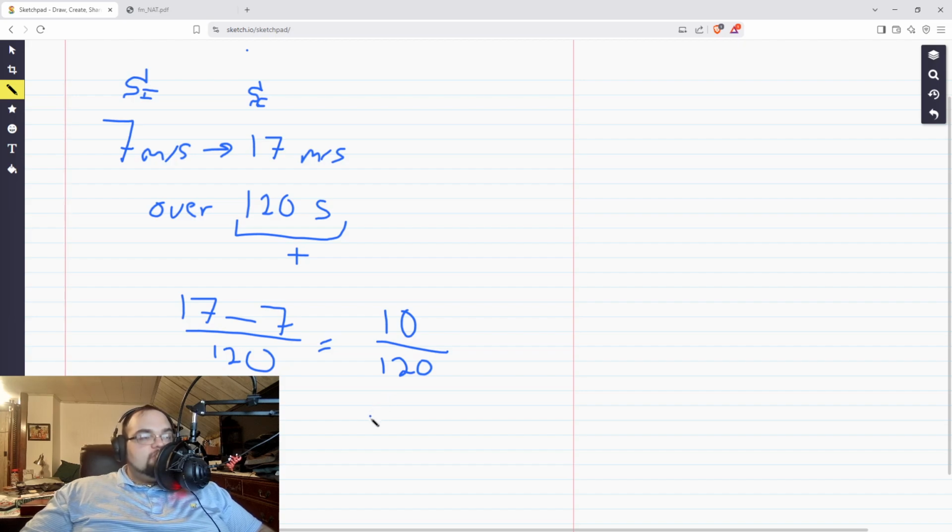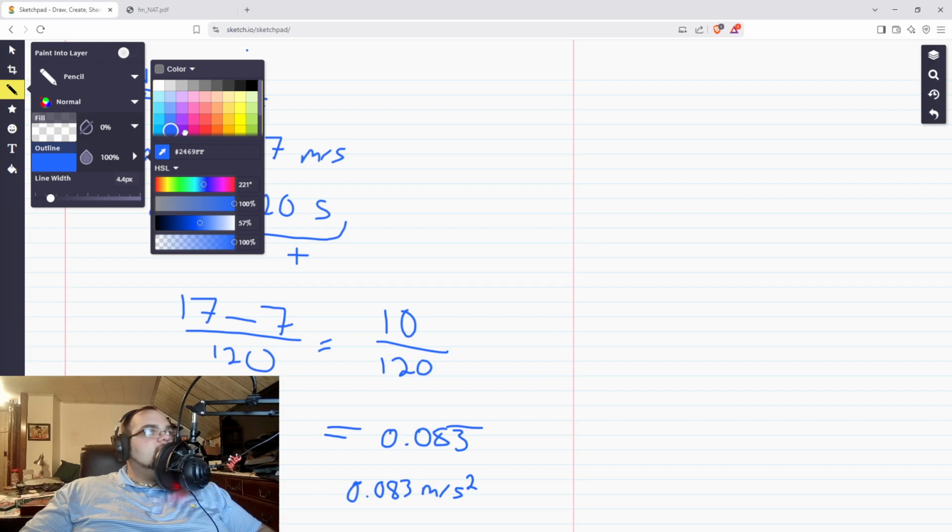So I put this into my calculator, and I find out it's 0.083 repeating. And so I'm just going to go to 3 decimal places. I'm going to say it's 0.083 meters per second squared. That's my acceleration.